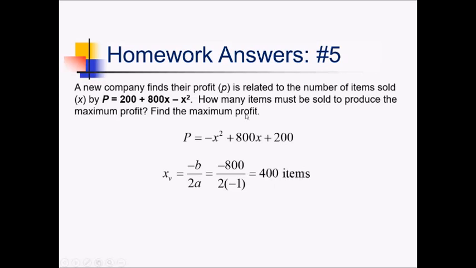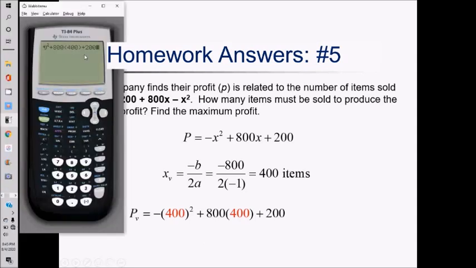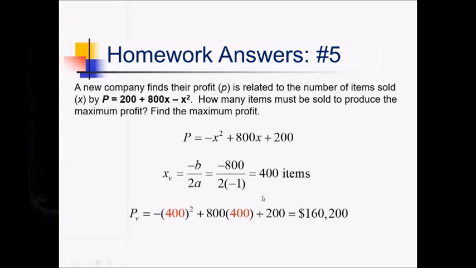To figure out the actual profit, we just plug this back in for x in the P formula. So the vertex value for P then, with 400 plugged in everywhere, I'm just going to use the calculator for this one. So here we go, plugging all that stuff in, giving me $160,200.